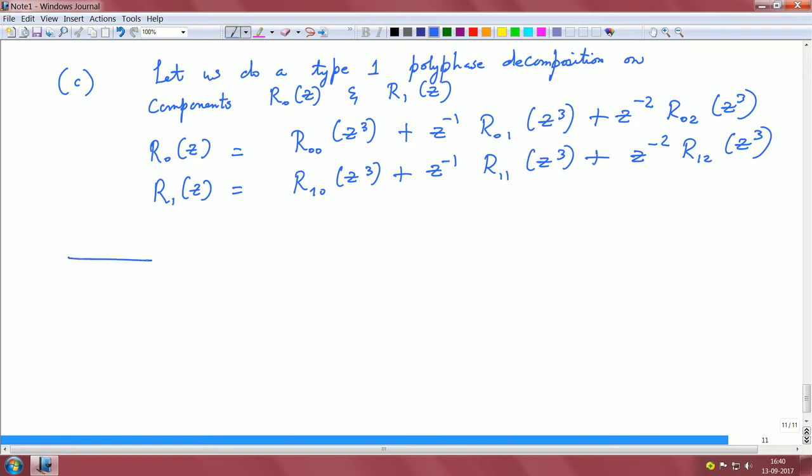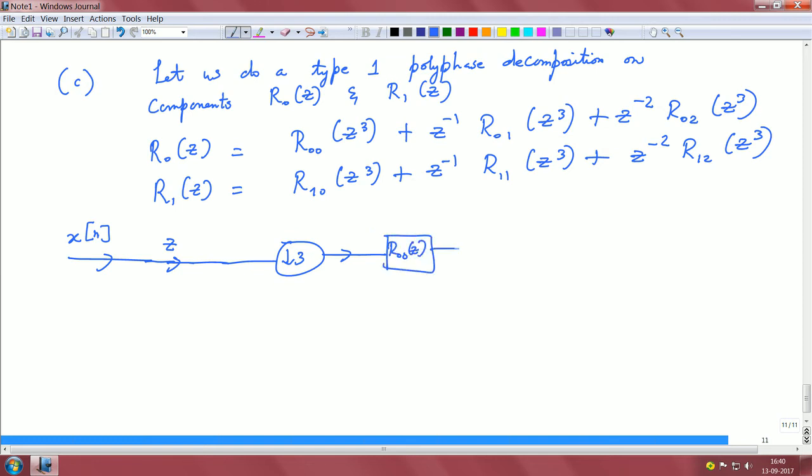So basically we have x of n, we have a z here. So we have downsample by 3. So basically then you apply Noble identities, right? You plug in the polyphase representation, then apply Noble identities.